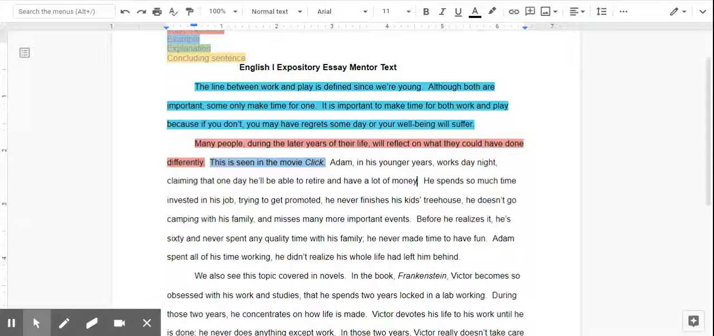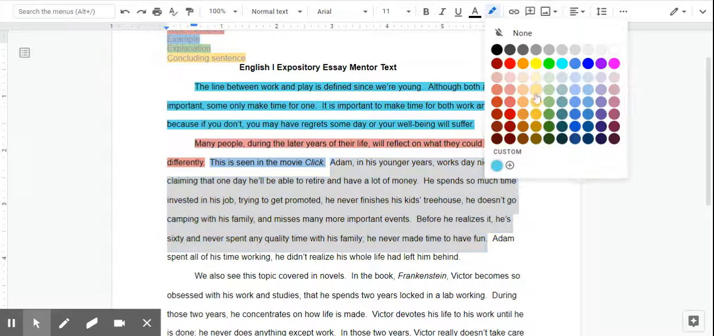And then explanation, if you'll remember from last year, the explanation should be the longest part of your expository paragraph. It should explain this example further in depth. So it talks about the movie Click and gives us a brief overview of it. So this is all still explanation. All right, that is green.